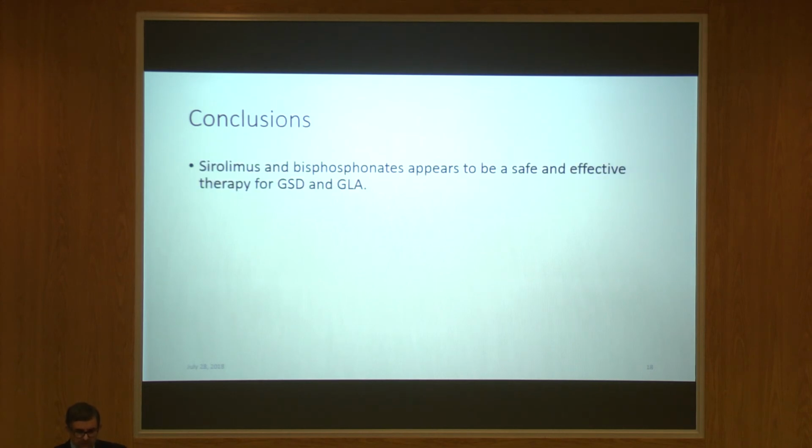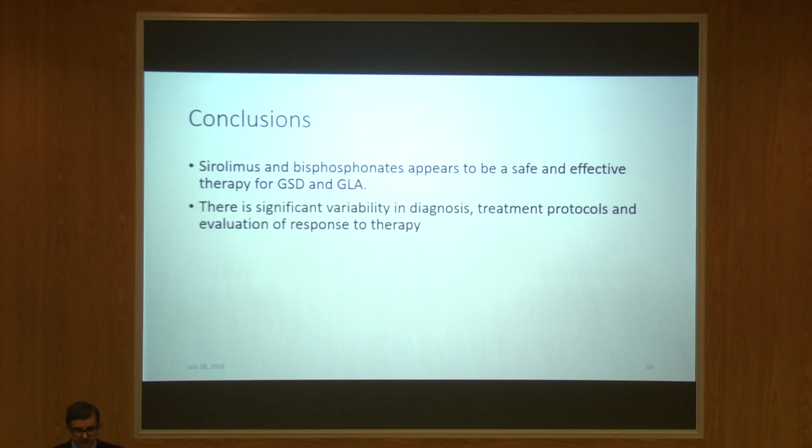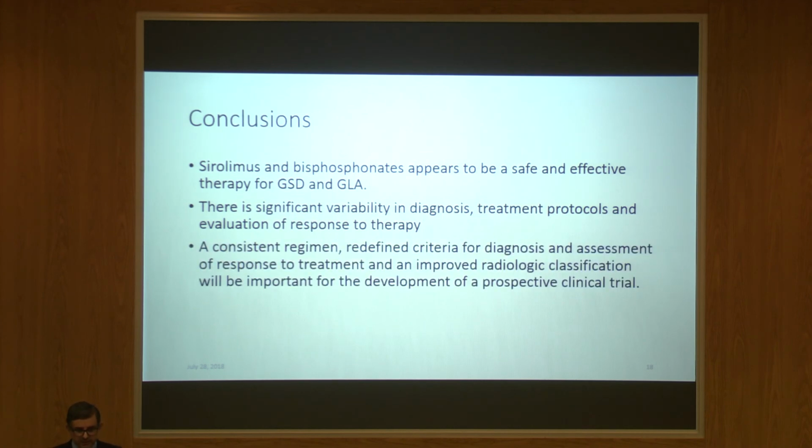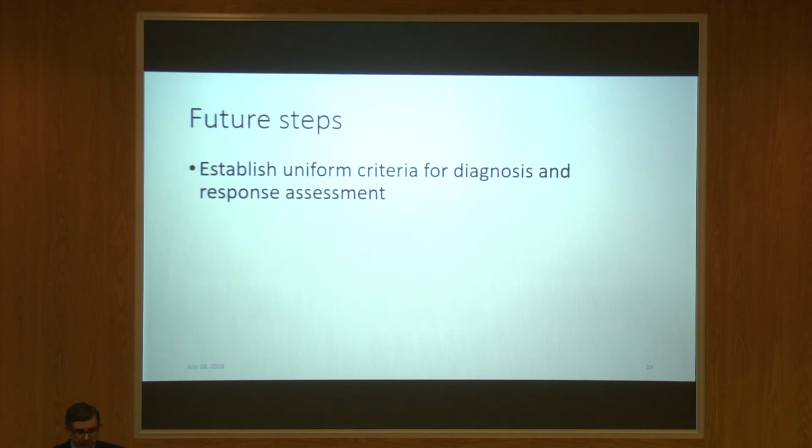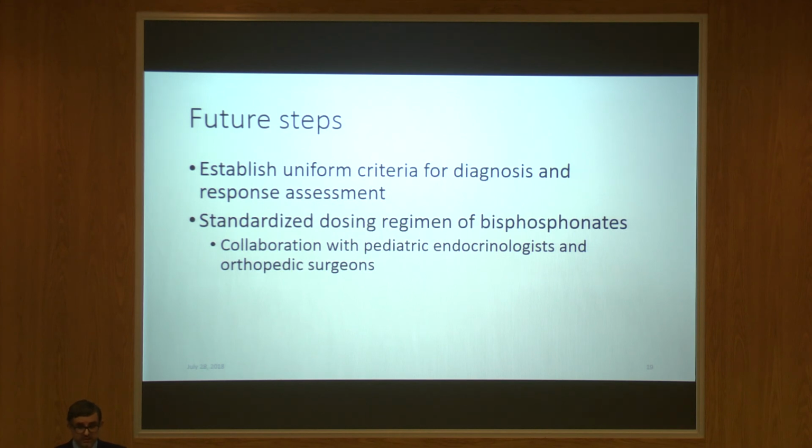So what we concluded is that sirolimus and bisphosphonate appear to be safe and effective. We noticed this issue with variability in diagnosis and treatment protocols and how response is evaluated. And we need a consistent regimen and how to assess response. So that's part of the future steps. I think we need to establish uniform criteria for diagnosis and, most importantly, response assessment when we use these drugs. We need a standardized dosing regimen. Everyone is doing something different.